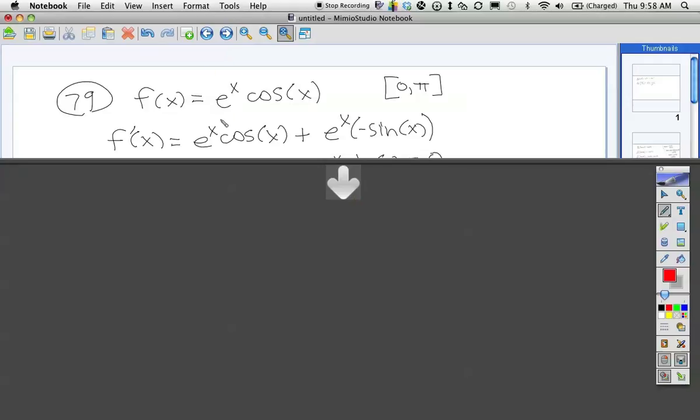Derivative of the first is e to the x. We leave the cosine x alone. Plus, we leave the e to the x alone. Derivative of cosine is negative sine.